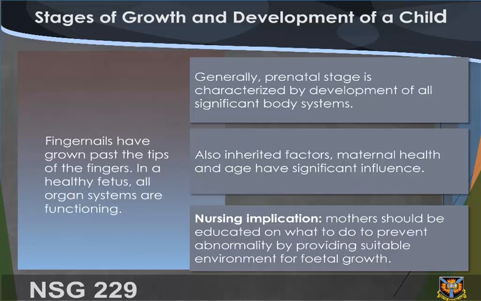Fingernails have grown past the tips of the fingers. In a healthy fetus, all organ systems are functioning. Generally, the prenatal stage is characterized by development of all significant body systems. Also, inherited factors, maternal health, and age have significant influence. Nursing implication: mothers should be educated on what to do to prevent abnormality by providing a suitable environment for fetal growth.